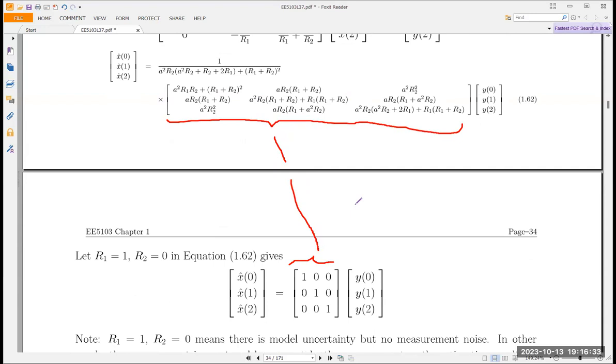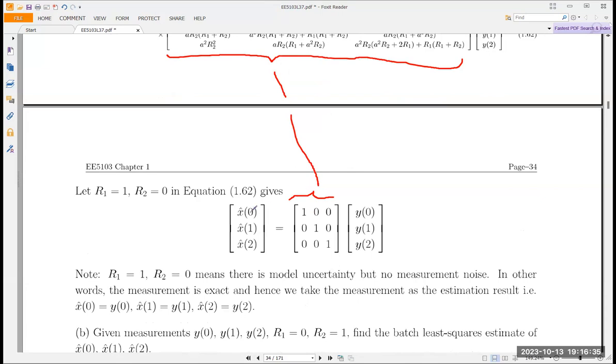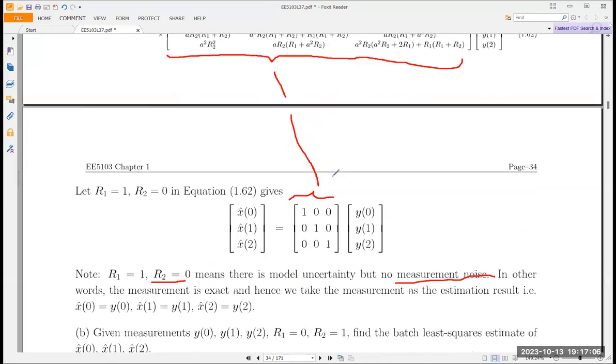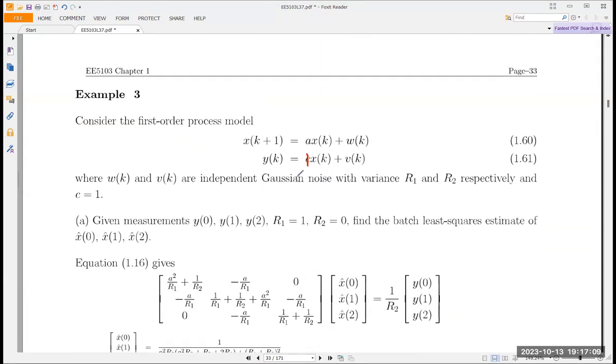Then it's obvious to see, the estimate at midnight is the measurement at midnight. The estimate at 1 o'clock is the measurement at 1 o'clock, because this is a diagonal matrix. The estimate at 2 o'clock is the measurement at 2 o'clock. How come? Because R2 equals 0 means that there's no measurement noise, which means this is the interpretation.